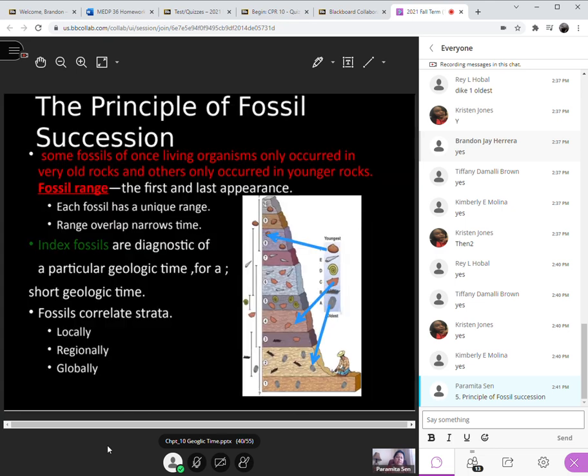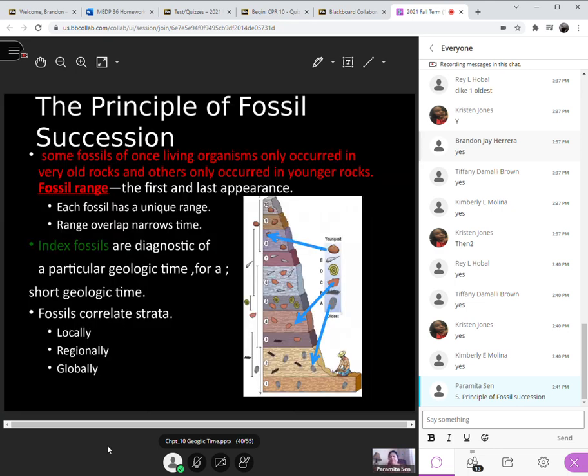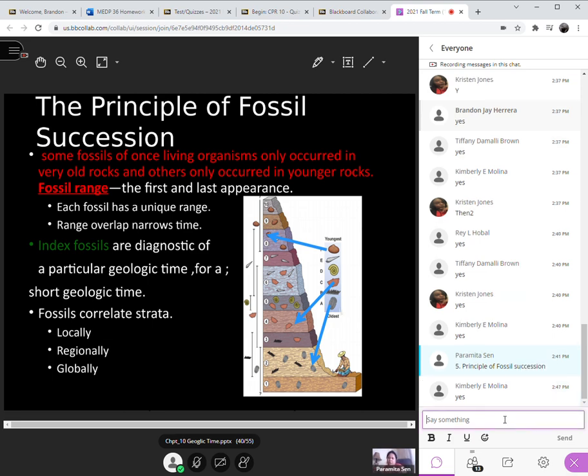Okay, now everybody understood these 5 principles? Yes or no? Tell me. Yes or no? The difference between relative age, absolute age, and the 5 principles. All of you understood it?